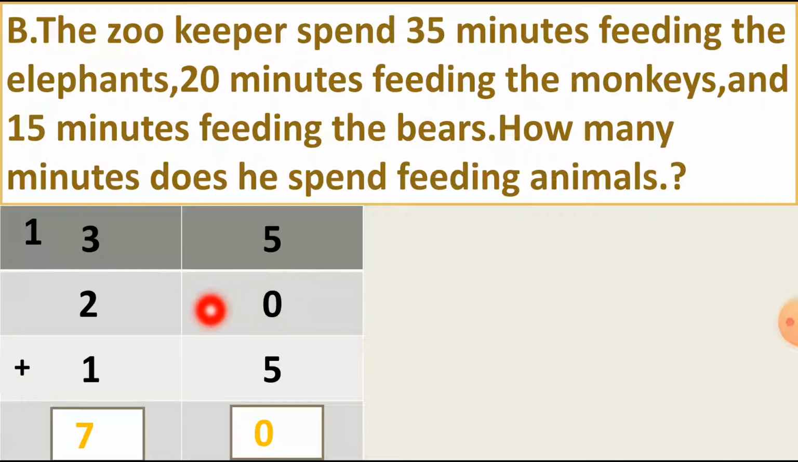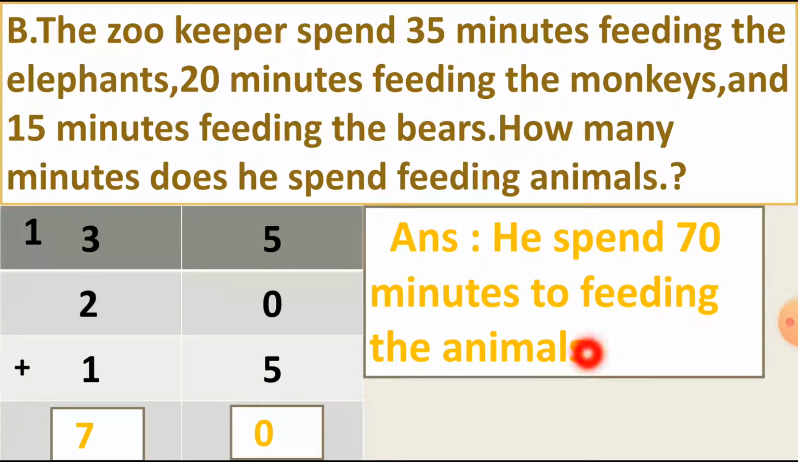So how many minutes did he spend feeding the animals? So we can write down the answer. In the place of how many minutes, we can write 70. He spent 70 minutes feeding the animals. This way we can write down the answer in the sentence format. This is very easy, students.